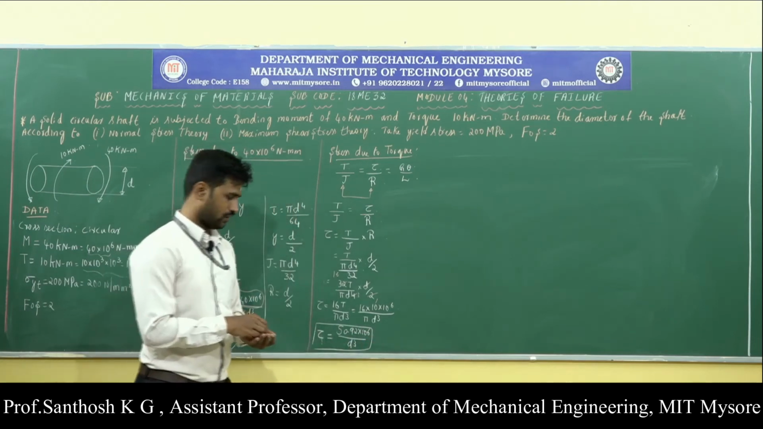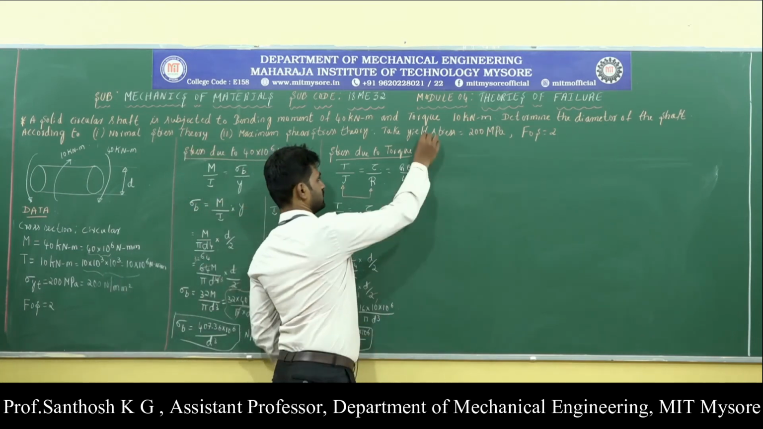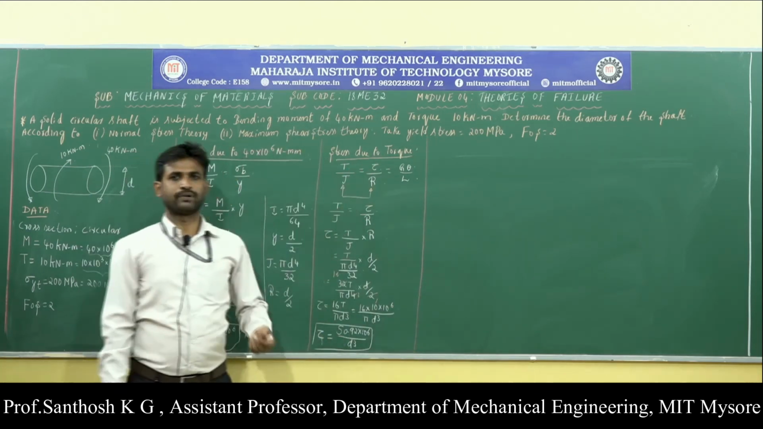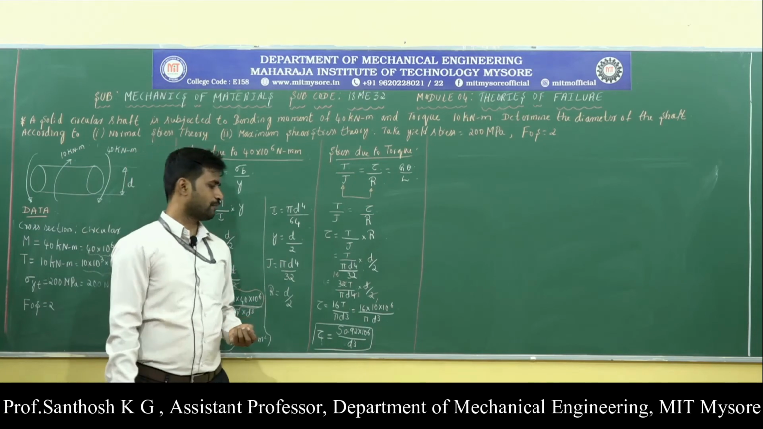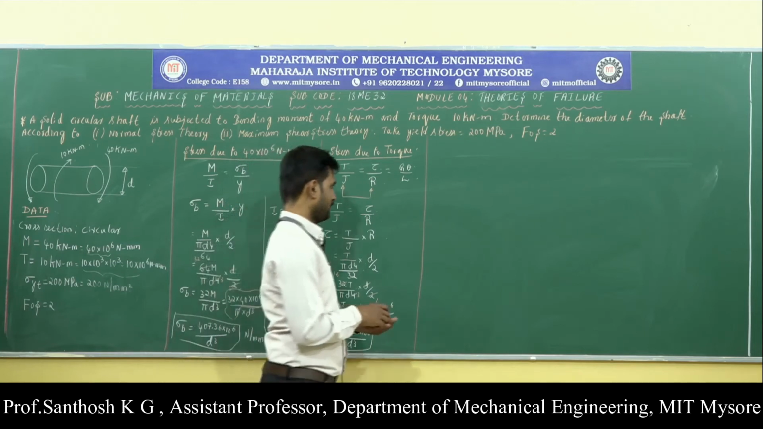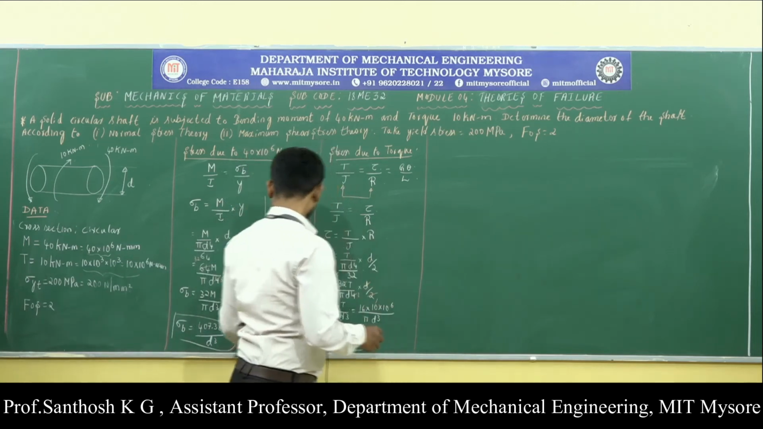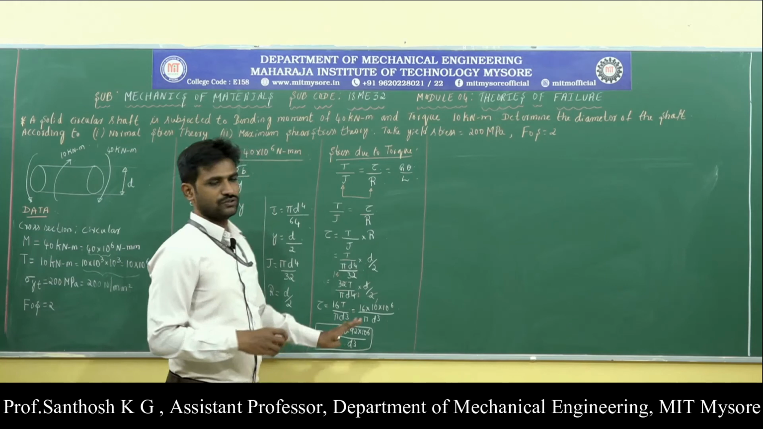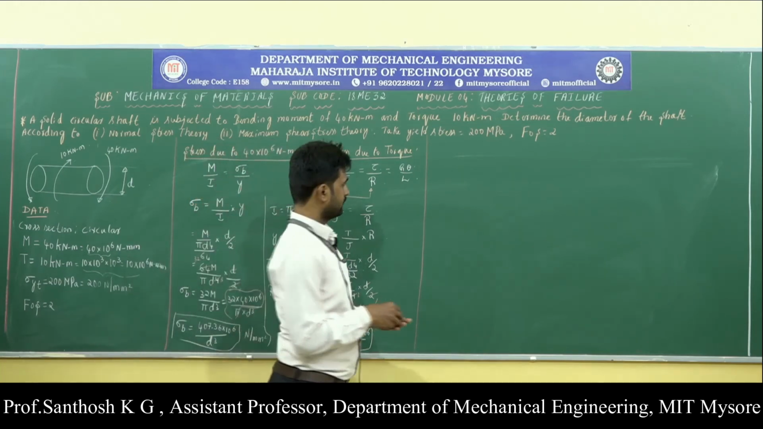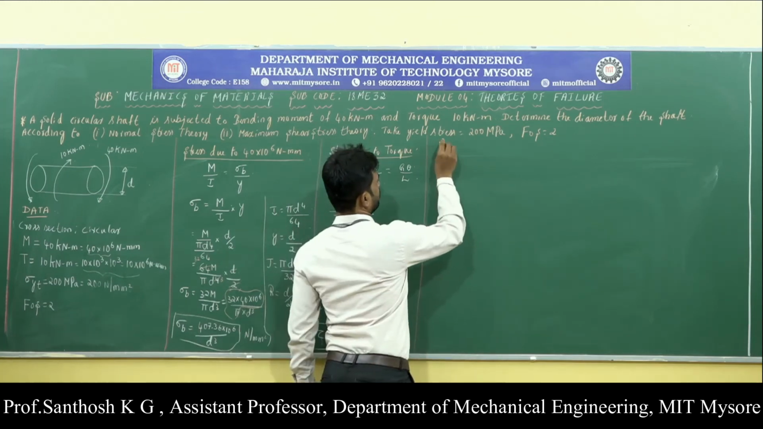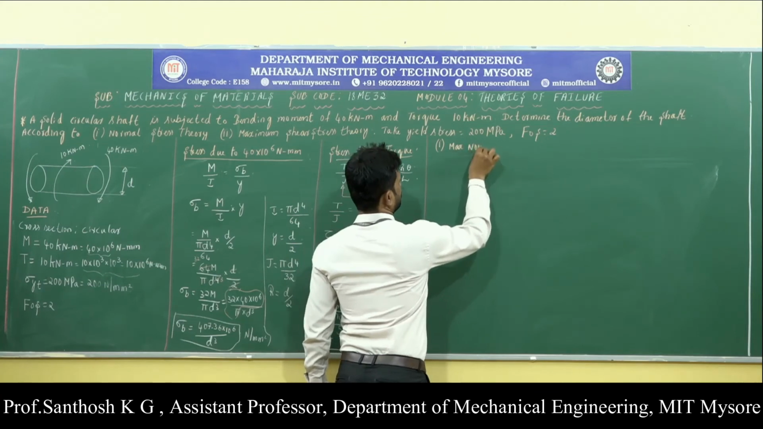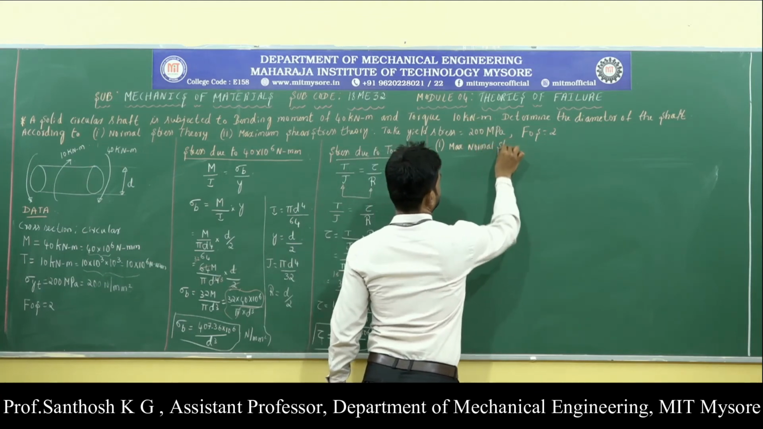This is the value of the shear stress that will be induced in a member due to the application of torque of magnitude 10 into 10 to the power of 6 Newton millimeter. Now, once you find the type of stress that are induced in the member due to the application of load, then we will find the diameter, first, by making use of the maximum normal stress theory.